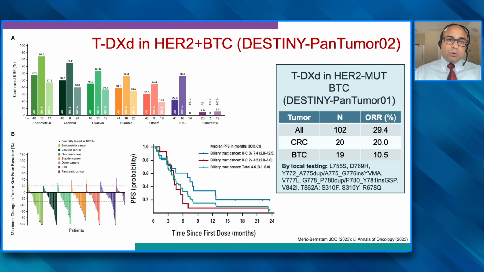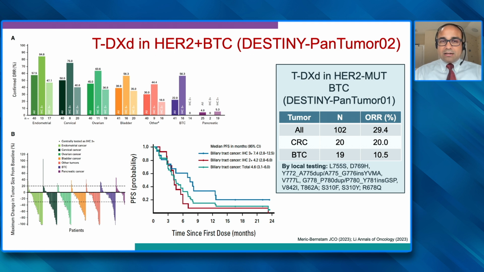But what that showed you is that across the board in endometrial, cervical, ovarian, you can see robust responses. In biliary tract tumors, you can see those responses were mostly restricted to the IHC 3 plus population. So 50% response rate in the 3 plus population, but no responses in the 2 plus population. In pancreatic cancer, though, the story is a little bit more dismal, that despite the fact that there was HER2 overexpression and amplification, there were no responses seen in this tumor.